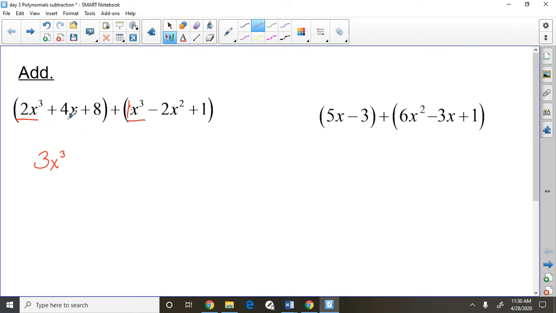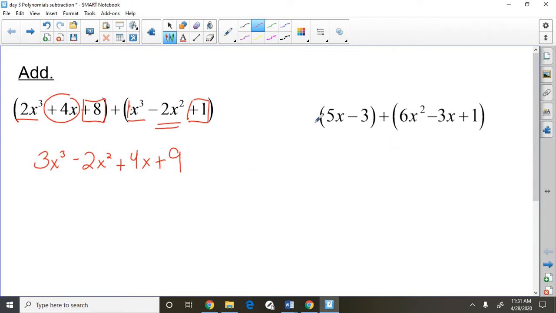Then I go looking, do I have any x squared terms? Here I have minus 2x squared, and that's the only x squared term. So there's nothing to combine it with. Then I go looking for my x's. Here I have a plus 4x. That's the only x term. And then I go looking for my constants. I have plus 8 and plus 1 for a total of plus 9. I'm writing it in descending order. If you write it in a different order, that is totally fine, but we need to have these 4 terms.